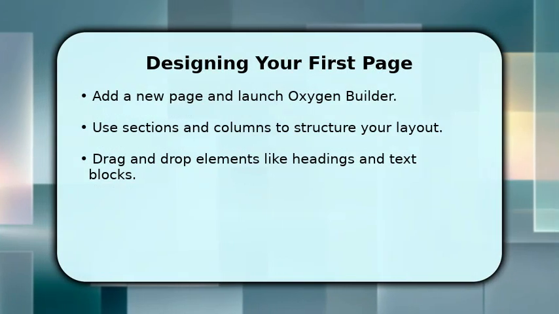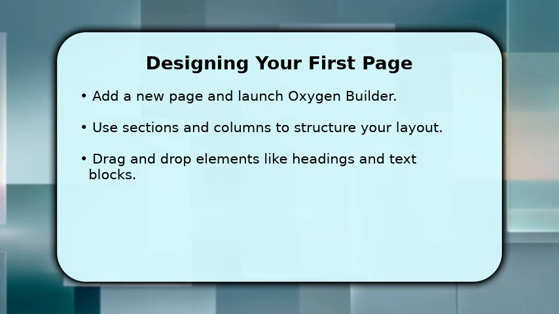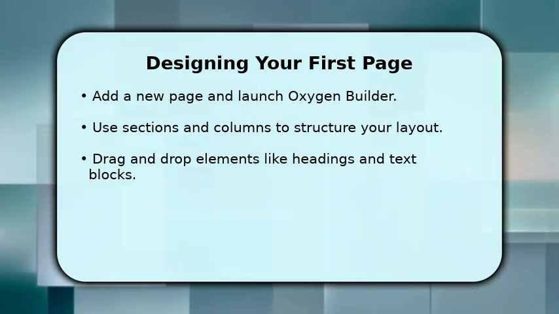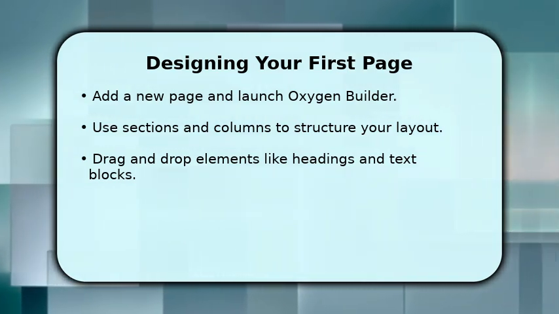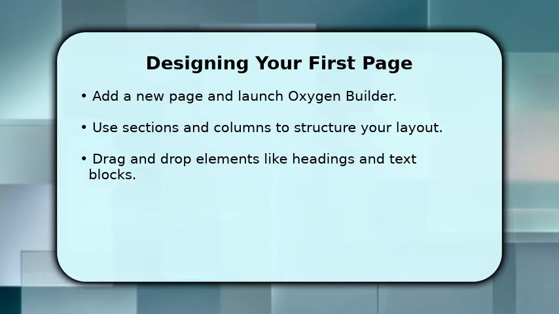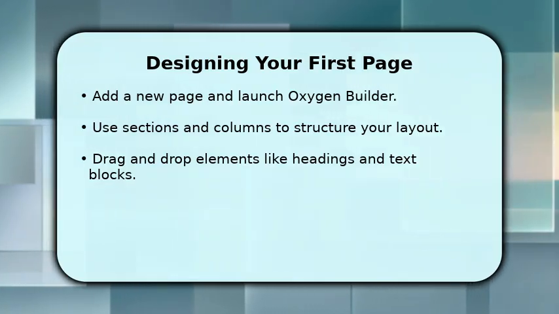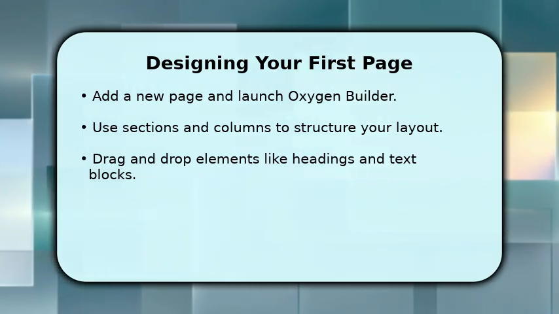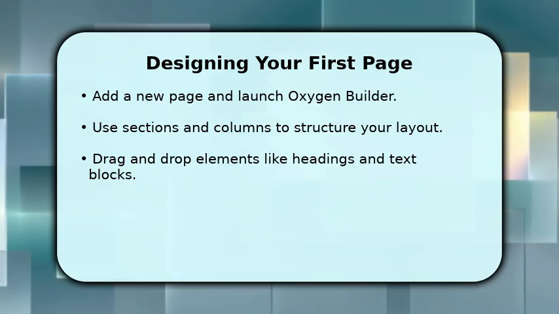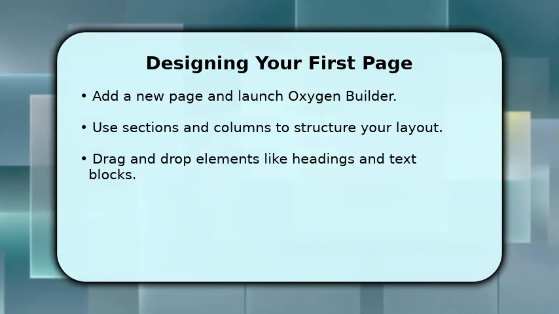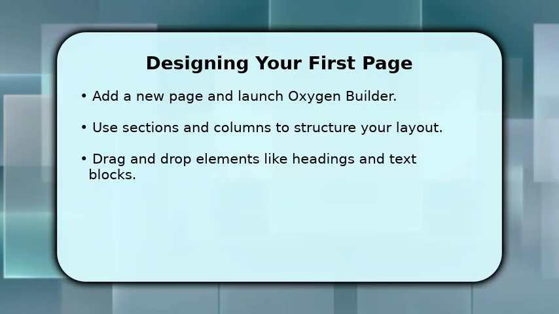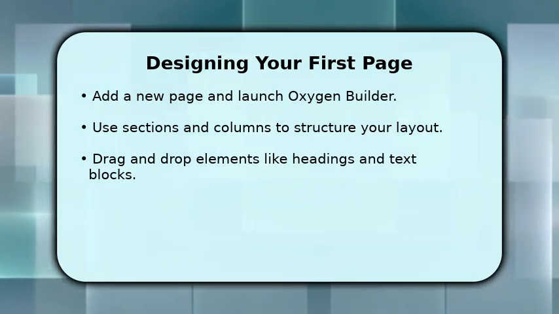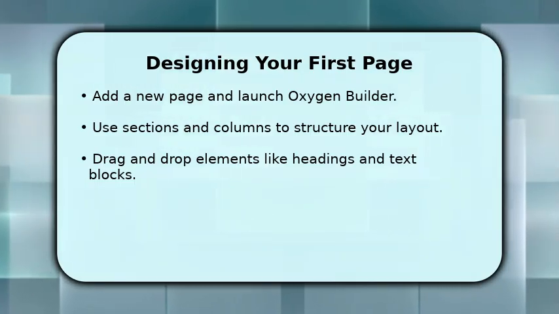Now, let's create your first page. Add a new page in WordPress and click Edit with Oxygen. You'll start by adding sections and columns to define your page structure. Then, simply drag and drop elements such as headings, text blocks, and images into place. Oxygen's intuitive drag-and-drop functionality makes it easy to arrange content precisely. Experiment with different elements to see how they fit together.